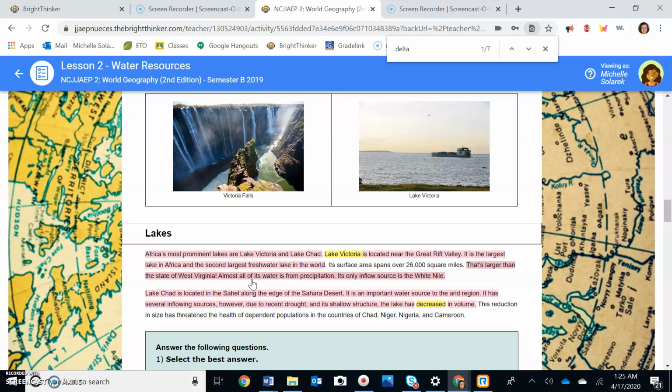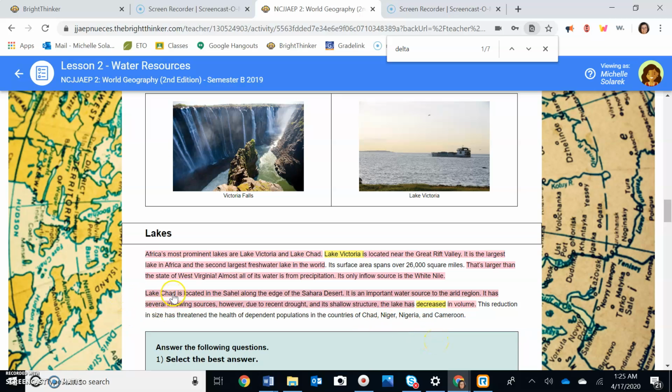Now, here's the crazy thing about this gigantic lake. It's bigger than West Virginia. It only has one source of water coming into it, the White Nile. All the rest of that water is there because of rain. So that's kind of crazy that rain fills that lake with only one water source.